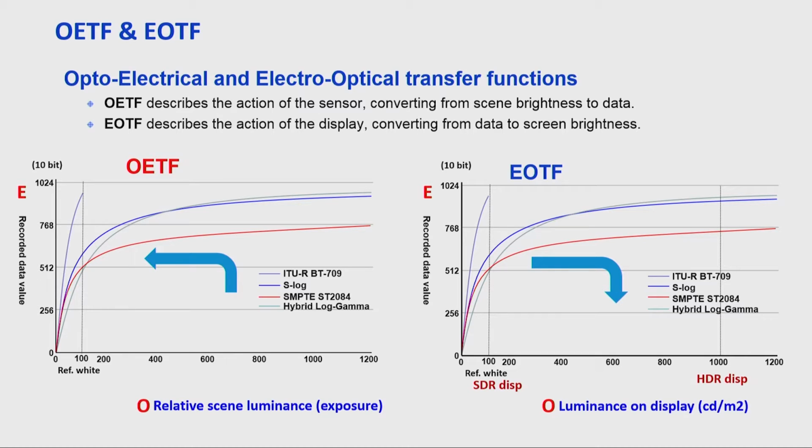So it's the electro-optical transfer function. What does the monitor do with this information? What type of curve does it apply to this data to be able to display it in the way that was intended by the cinematographer or by the live crew? So I want this to effectively mimic what I've recorded in the field. I want to be able to display it, and it's really as simple as that.